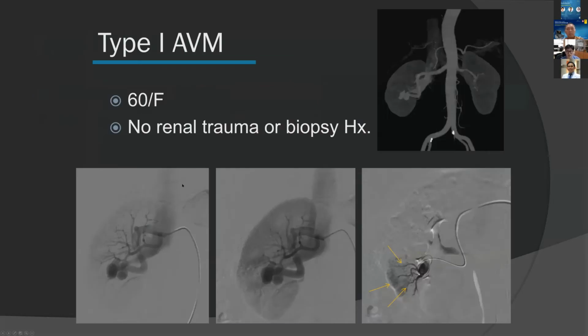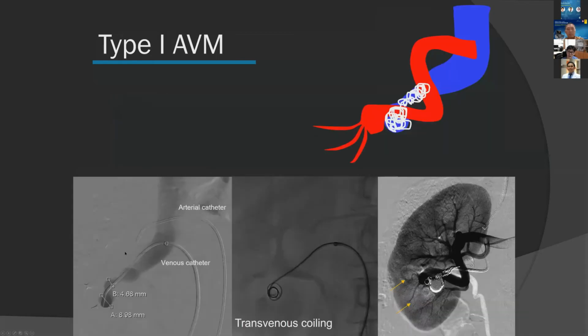This patient had a renal AVM. You can see the single feeding artery and single draining vein. However, selective angiography shows a parenchymal branch arising from the end of the feeding artery. At that time, I want to save those parenchymal branches of the feeding artery.